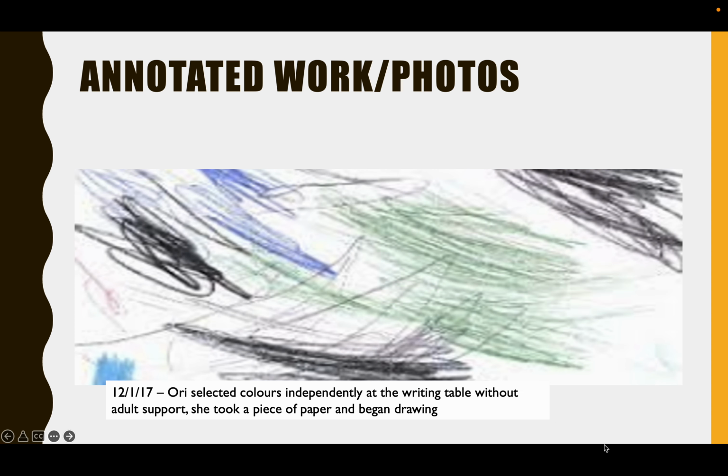As you prepare for the parent meetings into their developmental file, you should collect a few pieces of the children's work. This is an example of a piece of work that Ori did. This is quite old now. It's on the 12th of the 1st, 2017. So you put the date and you add a description to say what happened and how that piece of work was produced. Ori selected colours independently at the writing table without adult support. She took a piece of paper and began drawing.